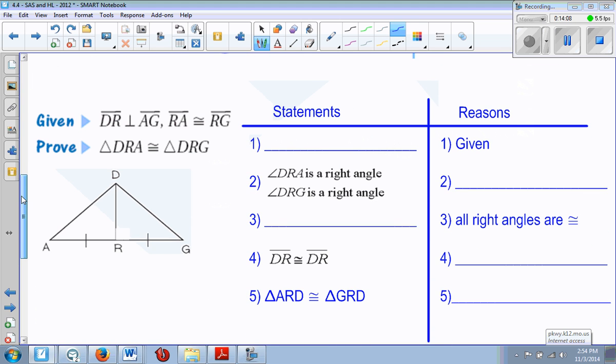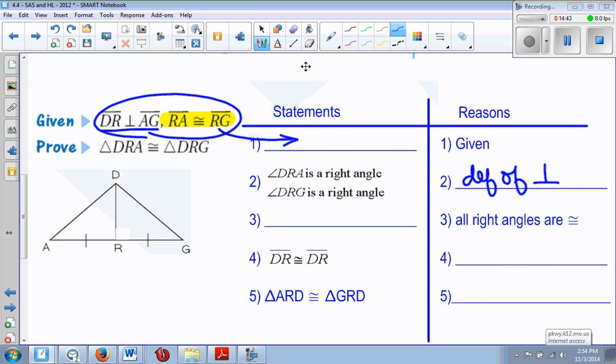Moving down, in the next picture, first thing we want to realize is that we've got some given information. And in that given information, they start me off with 1 pair of congruencies. They tell me I've got RA and RG being congruent to each other. So the next thing that we want to look at is the fact that we have this thing that says perpendicular. That's what DR perpendicular AG means. And what that tells us is that we have right angles in our picture. And that we know is because that's what perpendicular means. So I know those are right angles because of the definition of perpendicular.